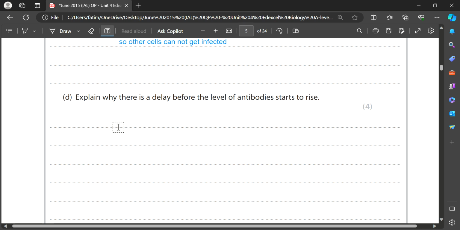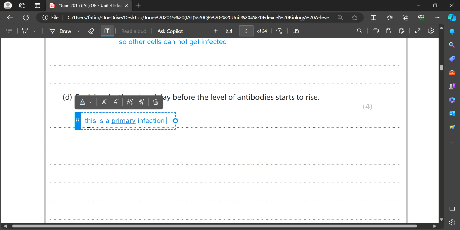So first, it's important to note that this is a primary infection. Just by looking at the graph, you can tell that it's a primary infection. It's the first time this virus has entered the body. So antibodies need to be formed first. Okay, so I'm going to start off saying that this is a primary infection. So antibodies have to be made.